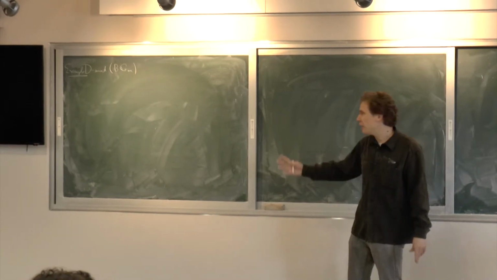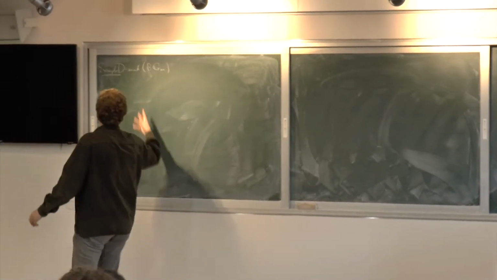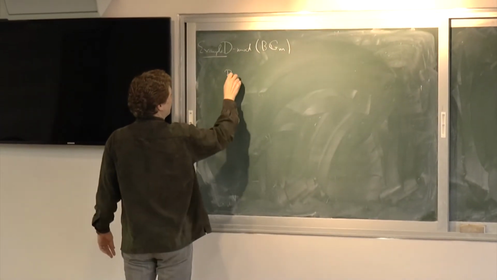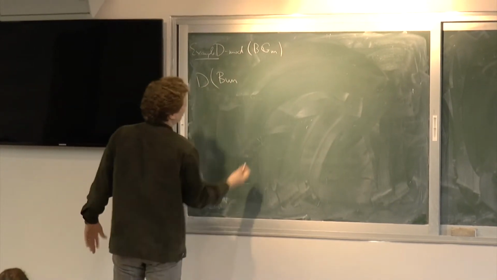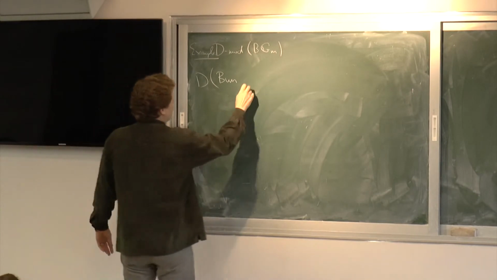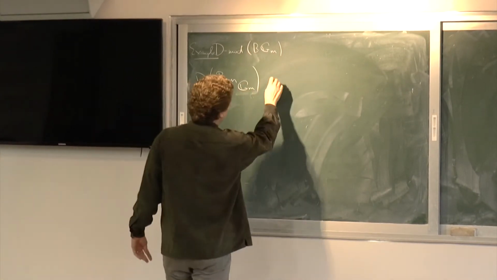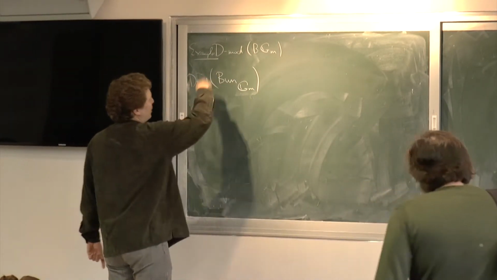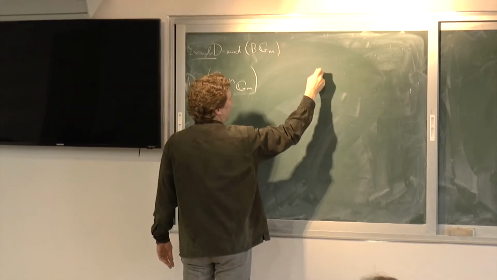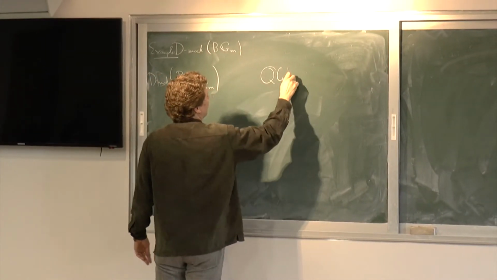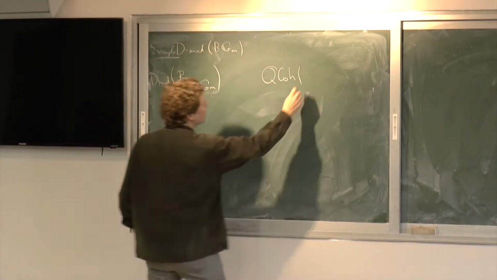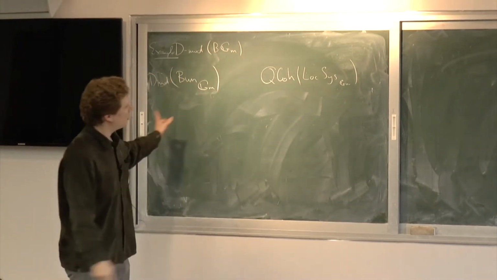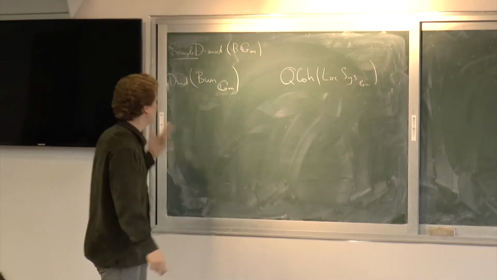And in fact, the answer already appeared at some point. If you believe in classical field theory, which is in fact a theorem, then there's supposed to be an equivalence between the category of D modules on Bun_GM and the derived category of quasi-coherent sheaves on LocSys_GM. And I told you what these objects look like, so let me remind you.